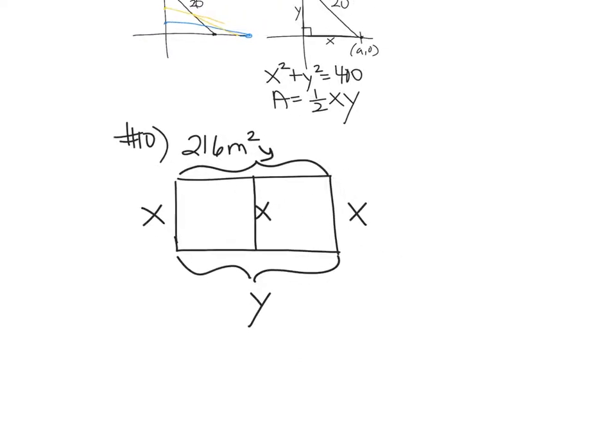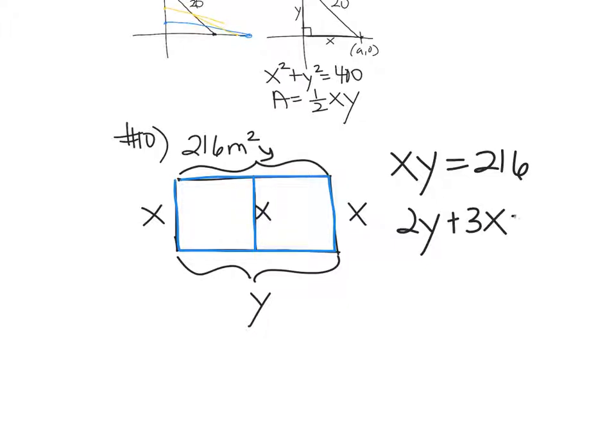Okay, so let's start with what we know. We know that the rectangle has an area of 216. So I can say X times Y is 216. Now I'm trying to minimize the length of fence. My fence is going to go around the outside and down the middle. So we need how many of each? We need 2 Y's and 3 X's for this. And then we're going to have a perimeter that we need to minimize.